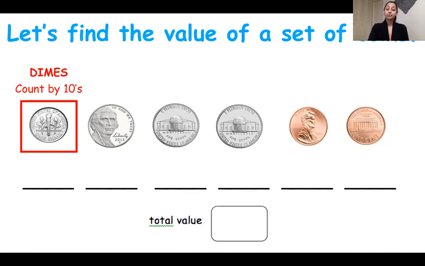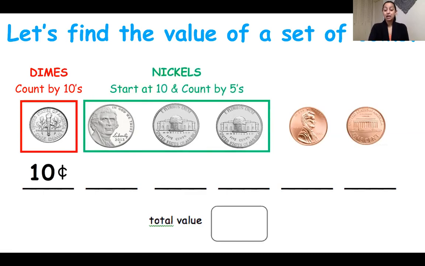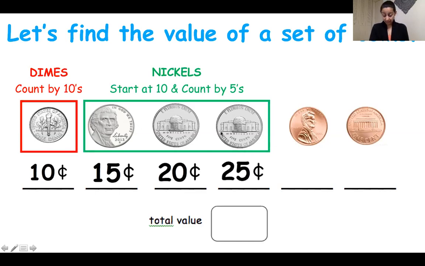So here we go, 10 cents. So far we have 10 cents. Now I notice that the next three coins are all the same and they're all nickels. So now, since I already have 10 cents, I have to start at 10 cents and count by fives because nickels are worth 5 cents. So here I go, 10 cents, 15 cents, 20 cents, 25 cents.